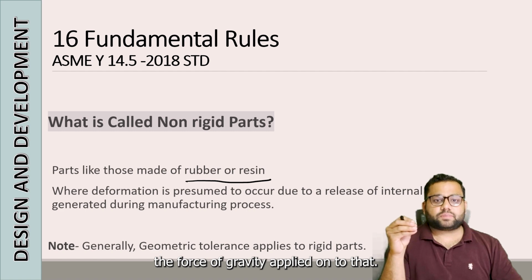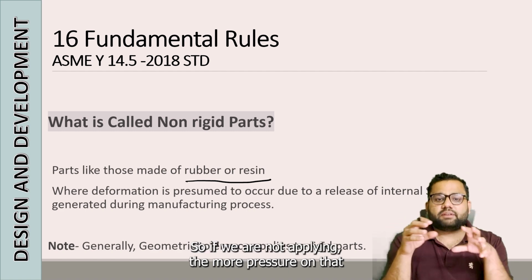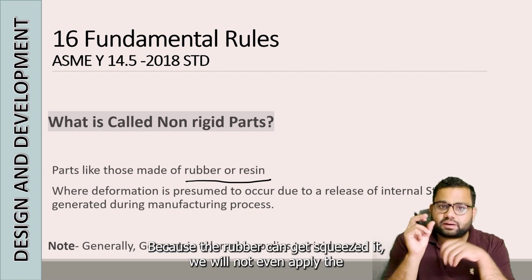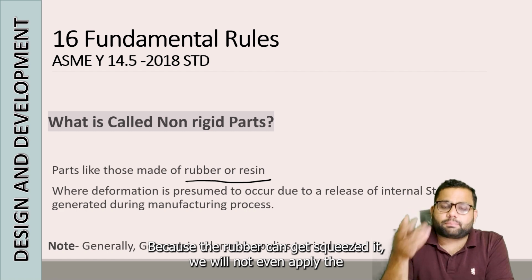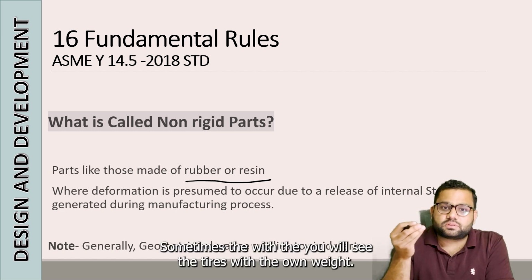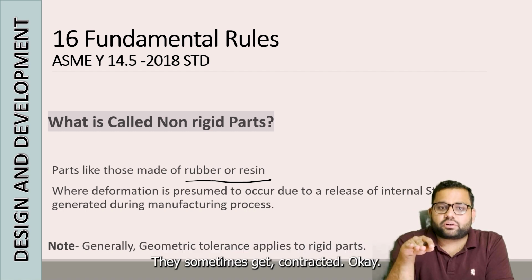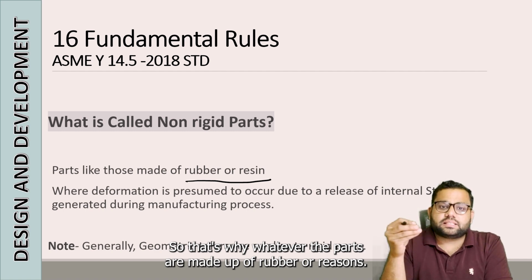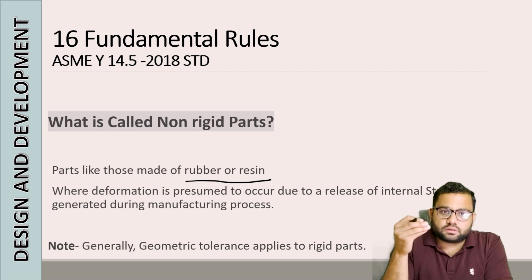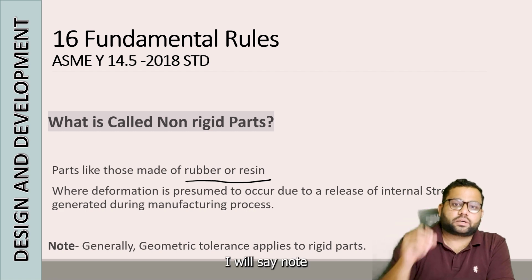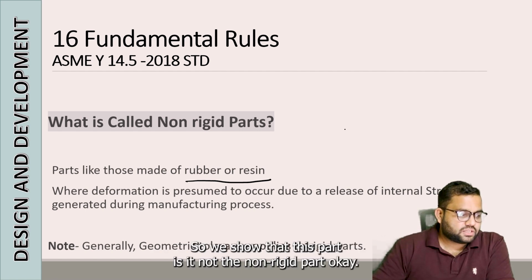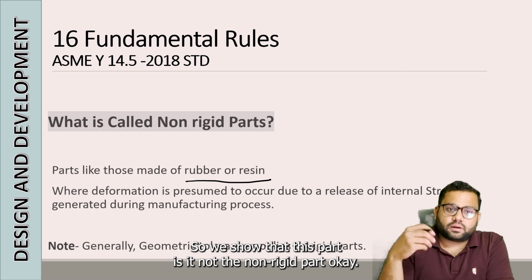the force of gravity is applied onto that. So even if we are not applying more pressure on it, it can still get deformed, because the rubber can get squeezed under its own weight. Sometimes you will see a tire contract under its own weight. So for parts made up of rubber or resins, we give a note or the F symbol to show that this part is a non-rigid part.